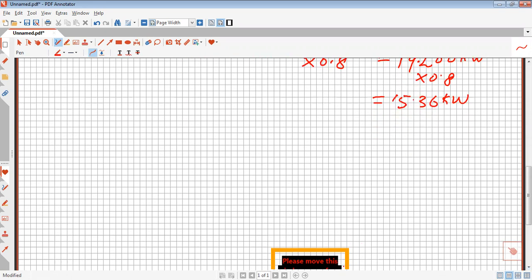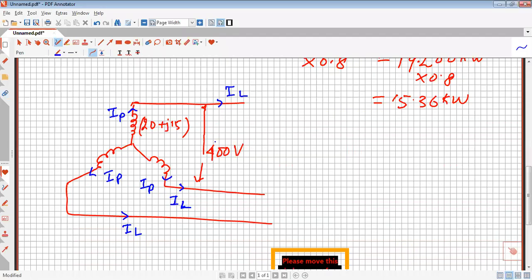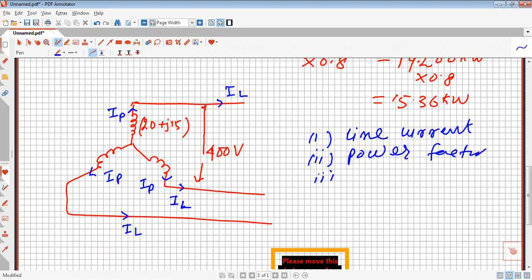Same problem I am going to solve by using a star connection. Impedance is again 20 plus j15 ohm, and line to line voltage is given as 400 volt. In the first part we have to find line current, in the second part the power factor, and in the third part the power in kilowatt.